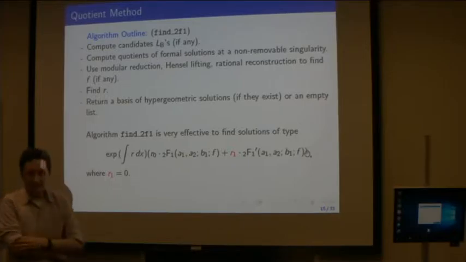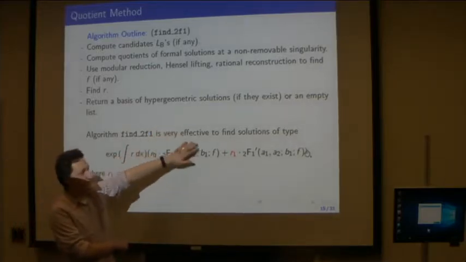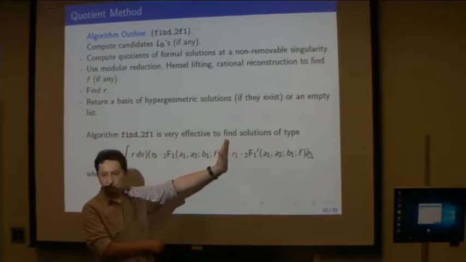So if we have a good theorem, and also we don't have a bound on the number of Hansel lifting steps, so that part is also missing. If we have theorems for those cases, then I can say that if it returns an empty list, then there are no hypergeometric solutions of this form.